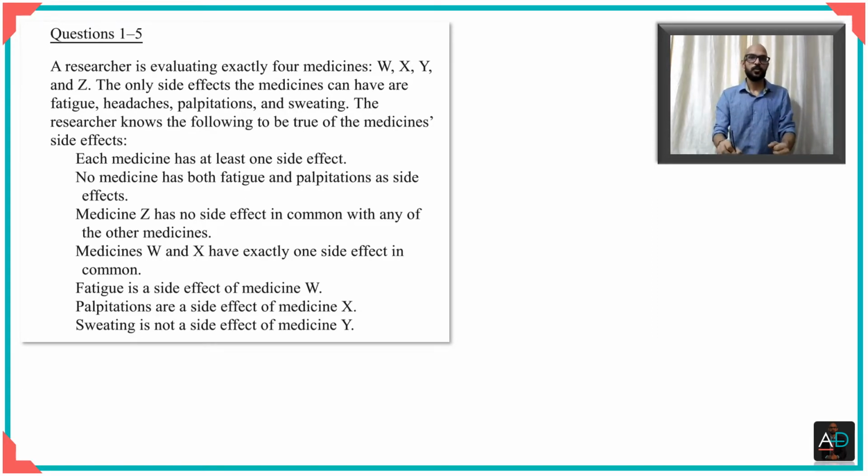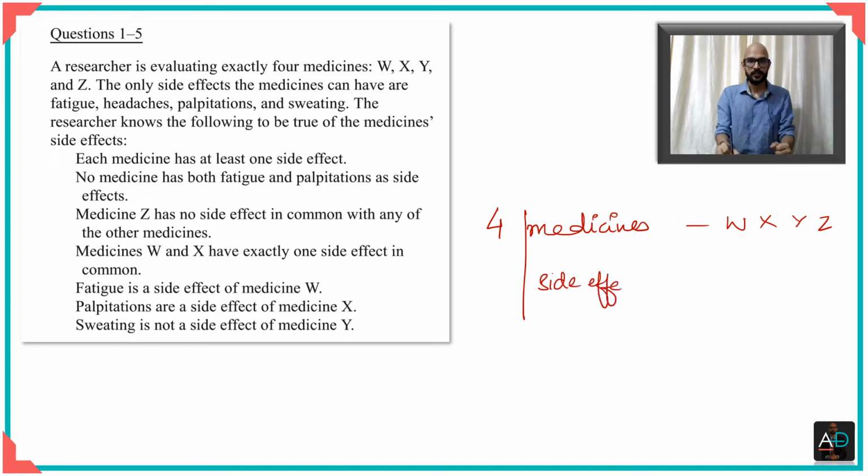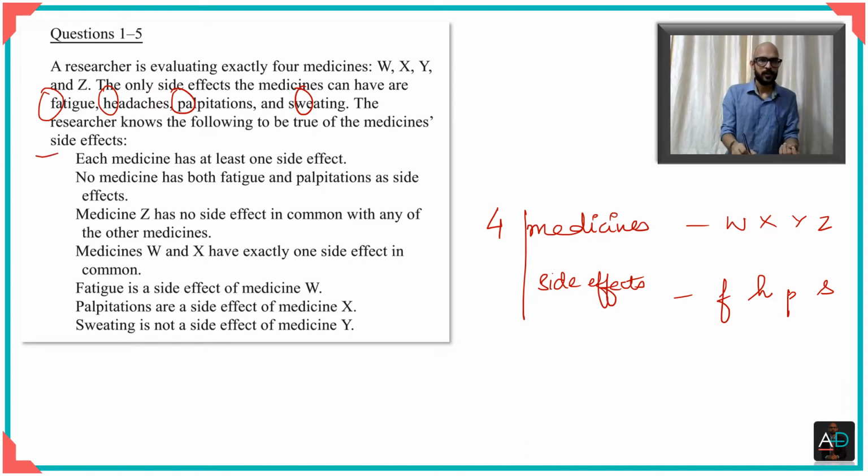So what you can see here is that there are 4 kinds of medicines. The 4 kinds of medicines are W, X, Y, and Z. Then you know that there are 4 kinds of side effects, and fortunately, all 4 start with different alphabets. So you can call them fatigue, headaches, palpitations, and sweating. Now you have your code, and you have a couple of rules that apply to all of these, right?